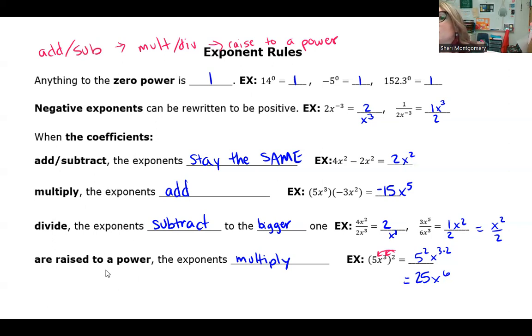So let's look at these. If you are raising something to a power, you multiply the exponents. If you're dividing, you subtract. If you multiply, you add. If you add or subtract, you do nothing. The exponents stay the same. So basically, whatever operation you're doing, you're going to do one less operation to the exponents. So if you're raising something to a power, you're going to multiply. If you're multiplying, you add. If you're dividing, you subtract. And if you're here, there's no operation in front of that, so you do nothing to the exponents. So that is how I remember. You do one less operation.